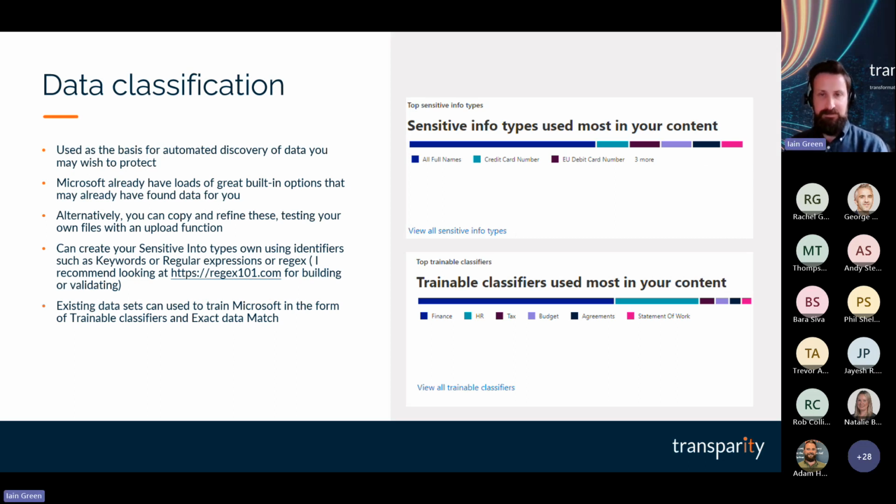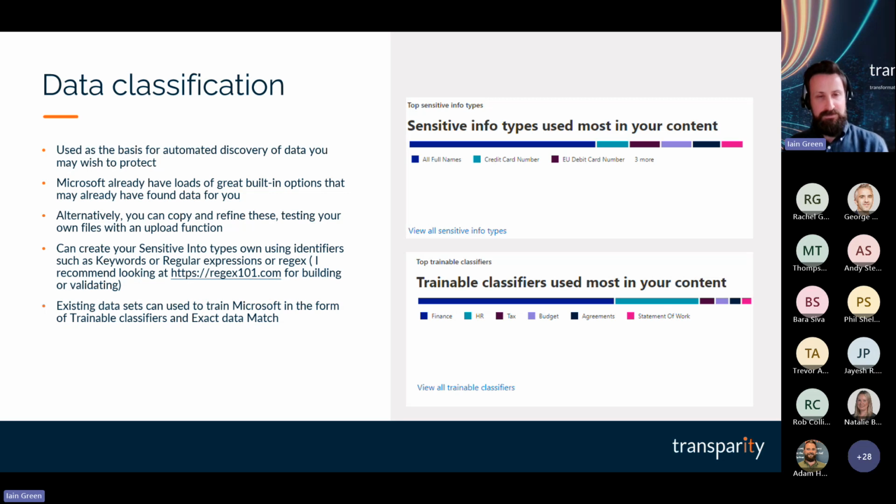So I mentioned that Microsoft has a number of out-of-the-box classifications that it's using, and these are grouped into three main categories, which are trainable classifiers, sensitive info types, and exact data match. So if we start with the trainable classifiers, that's a Microsoft tool that you can train on a repository of files to recognize certain types of documents. For instance, in this screenshot at the bottom, I'm looking for financial data. And once you've trained the tool, it will then go and look for those documents all across your organization, provide visibility on where they are.